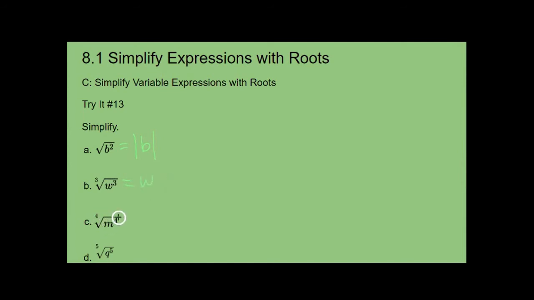Fourth root of m to the fourth, that is even, so we have to do the absolute value. Absolute value of m is the answer. Fifth root is odd, which means the answer is just whatever variable is in here. So the fifth root of q to the fifth is q. Okay, check your answers, make sure they align with mine.